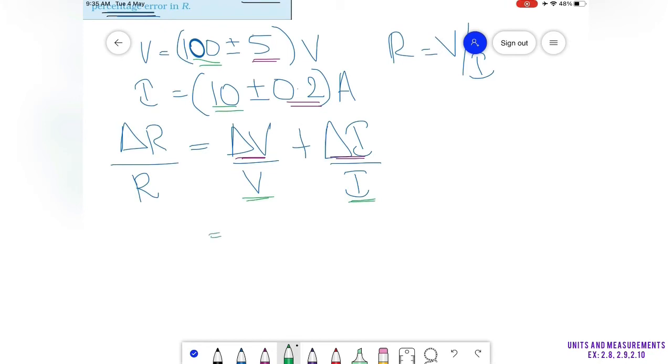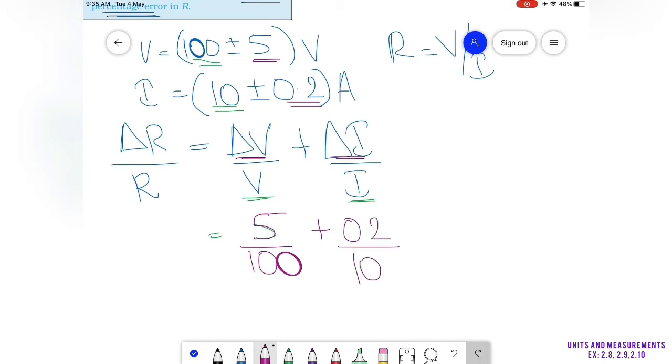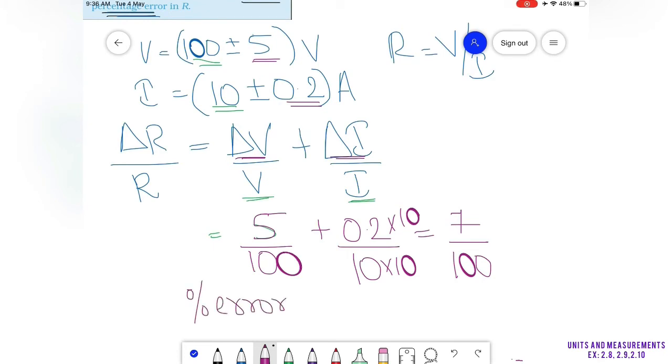Now let's write down the values. The error of V is 5, the actual value of V is 100, plus the error of I is 0.2, the actual value of I is 10. So we get the sum of this to be 7 by 100. Now what is the percentage value? In order to find the percentage error, we have to multiply by 100. So we get the percentage error to be 7%. So this is the final value.